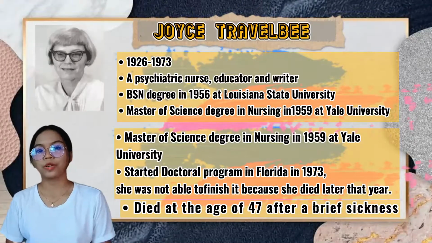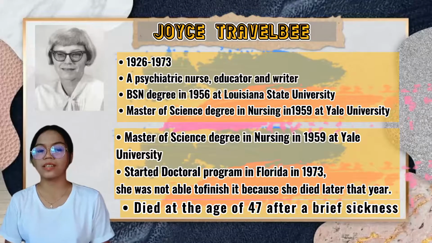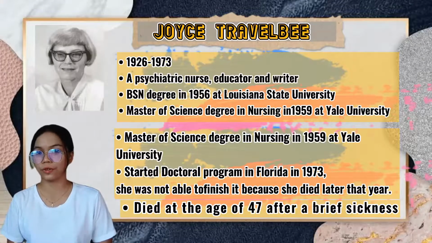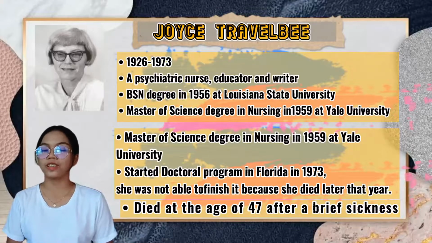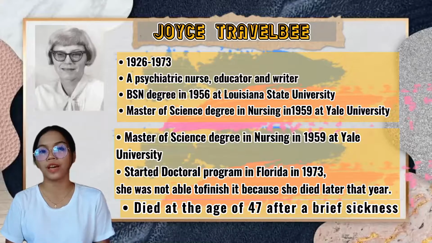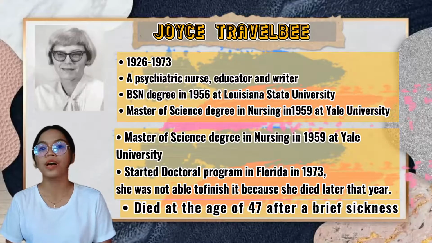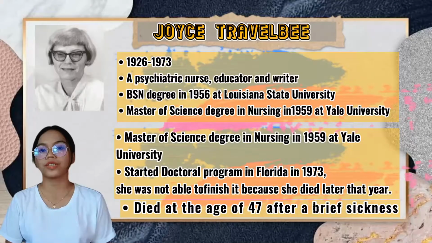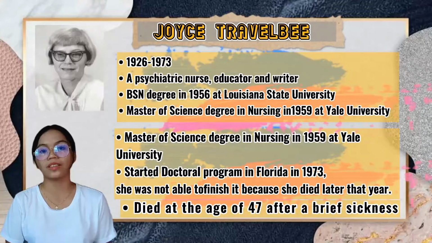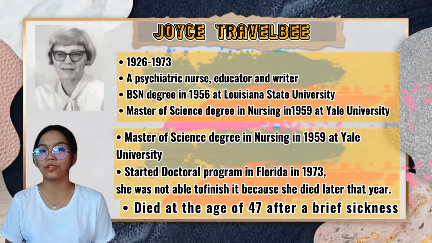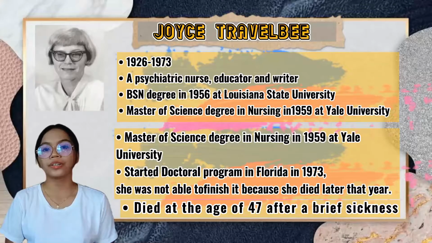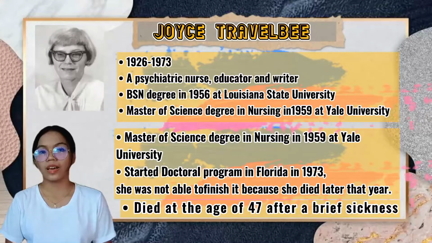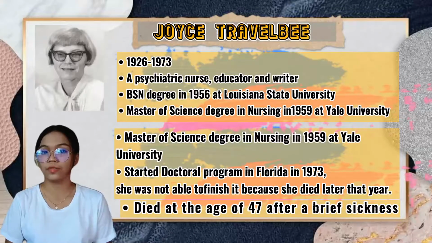Joyce Travelbee was born in 1926 and is known for her work as a nursing theorist. In 1956, Travelbee earned her Bachelor of Science in Nursing degree from Louisiana State University. She was given a Master of Science in Nursing degree in 1959 from Yale University. Her career dealt predominantly with psychiatric nursing and education.